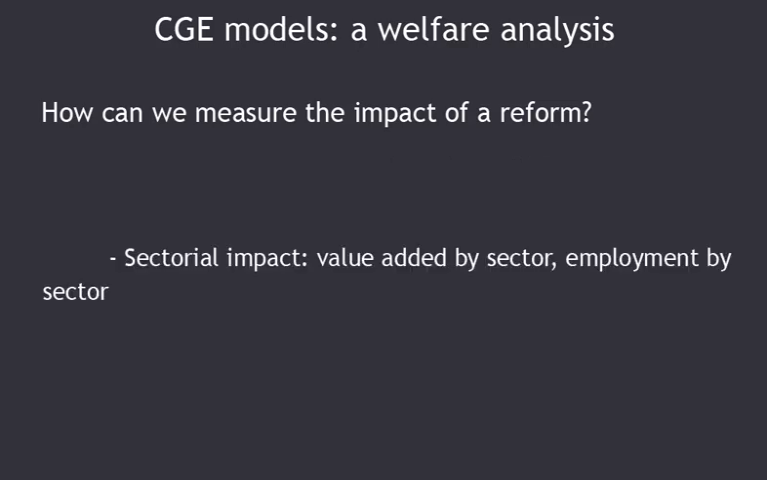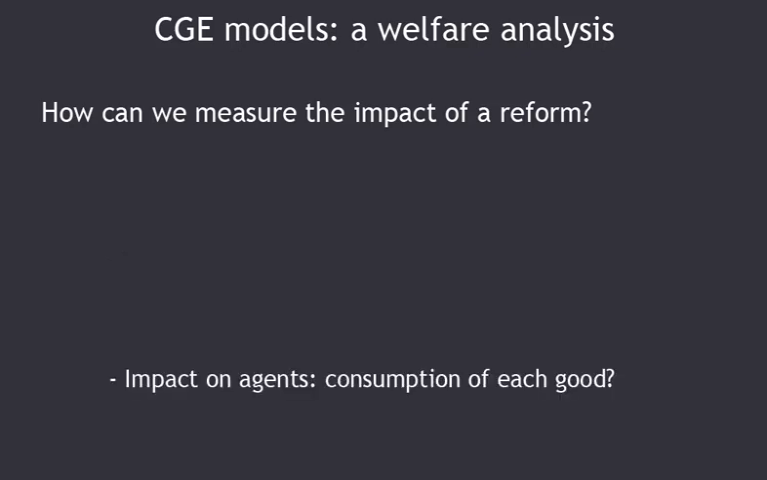A look at gross domestic product, or GDP, can be complemented by a look at sectoral variables like sectoral value added or sectoral employment. But economists generally think that it is more important to look at the impact on economic agents. And so since we have here a representative agent, we will look at the impact on this representative agent. So what we can do is to look at the impact of a reform on the consumption of each good by the representative agent.